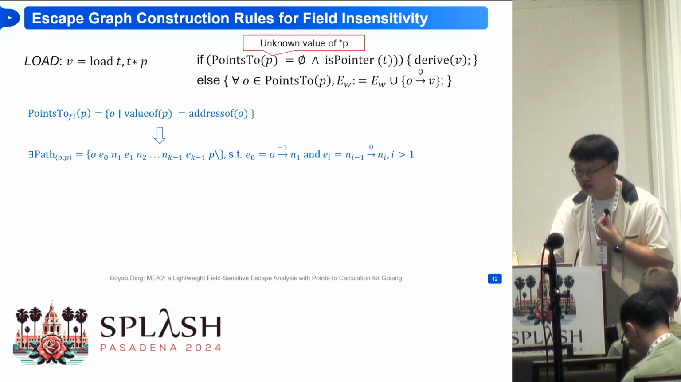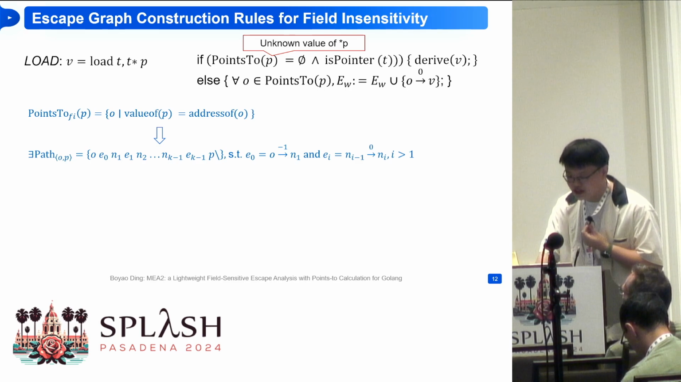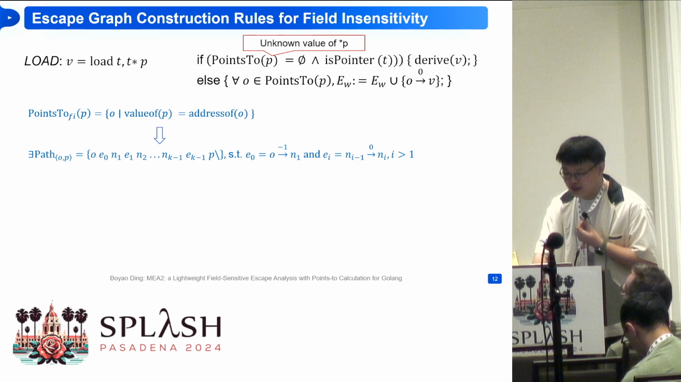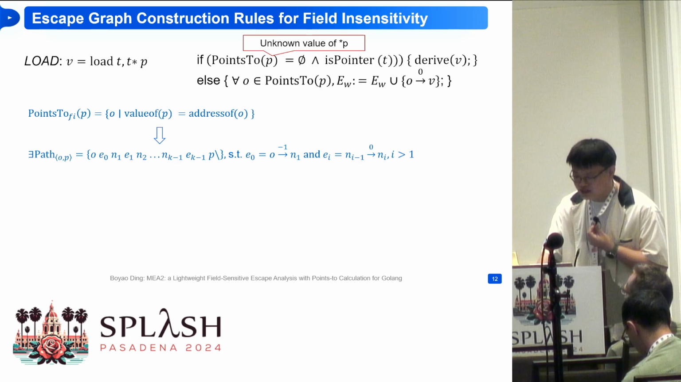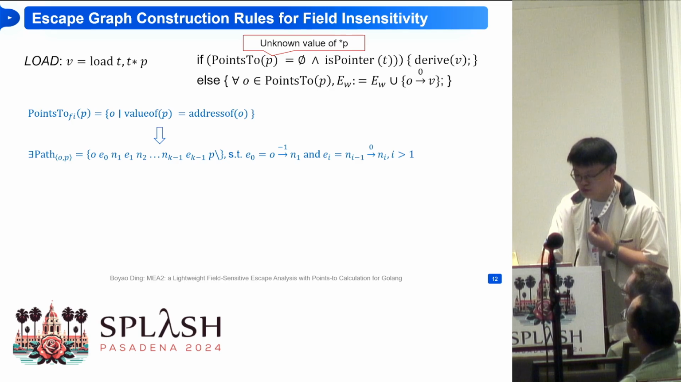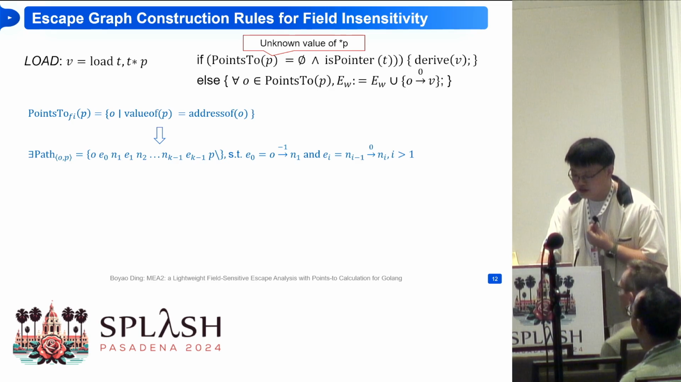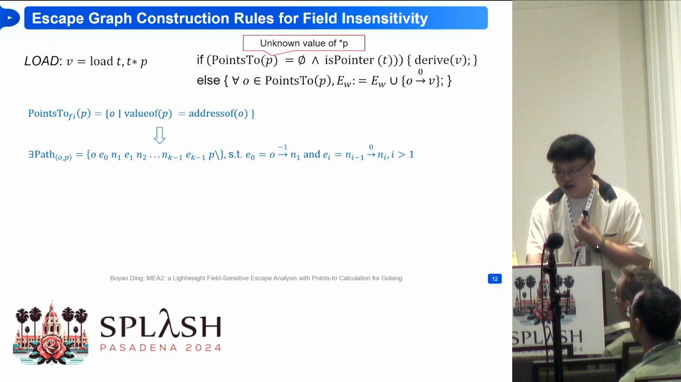Next, we will introduce how to calculate the pointer set. Under field insensitivity, we can assume that if the address of O is assigned to P, then O belongs to P's pointer set. According to the definition of escape graph, the points-to relationship can be represented in the graph by a path from O to P, where the first edge is a flow edge with a weight of -1, meaning the address of O is taken, and the rest are flow edges with a weight of 0, meaning the address of O is passed to P.